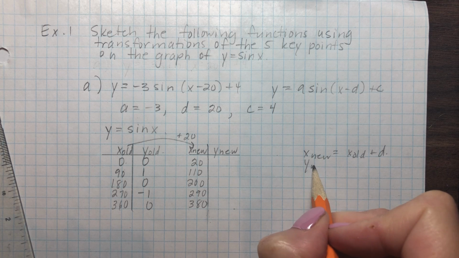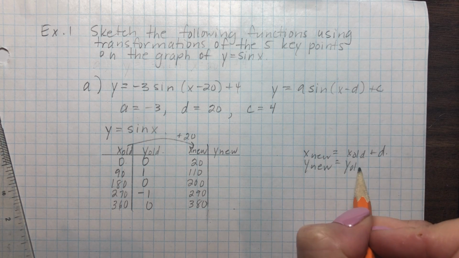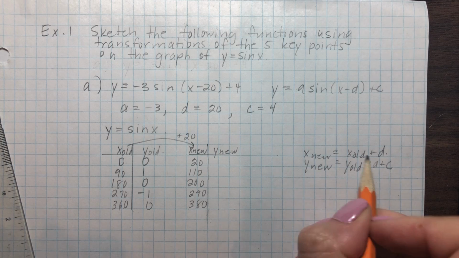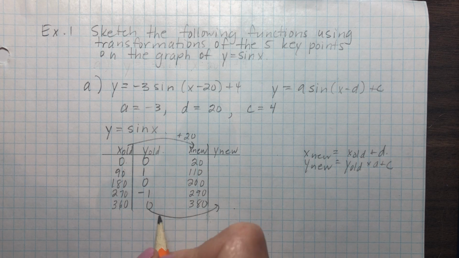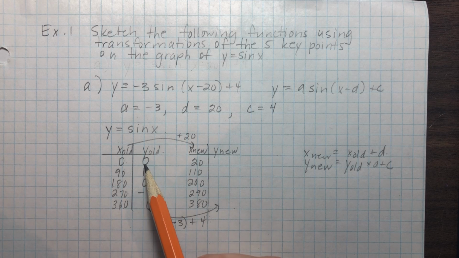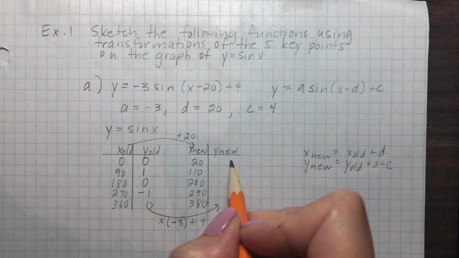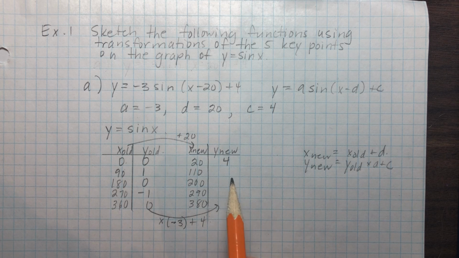To get the new y coordinates from the old ones, we're going to multiply by a and add c. In our case, we're taking the values of 0, 1, 0, -1, 0. We're going to multiply them all by -3 and add 4. When we start with 0 and multiply by -3 and add 4, we get 4. That would also give us that same answer in the middle and at the very end. If we take 1 multiplied by -3 and add 4, we get 1. And if we take -1 multiplied by -3 and add 4, we get 7.